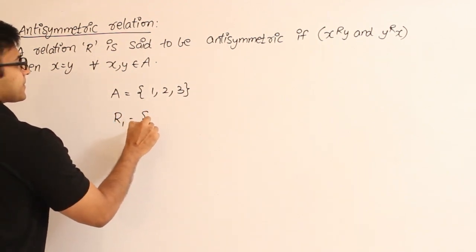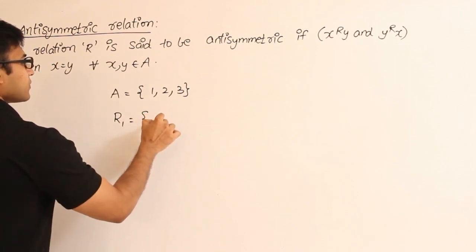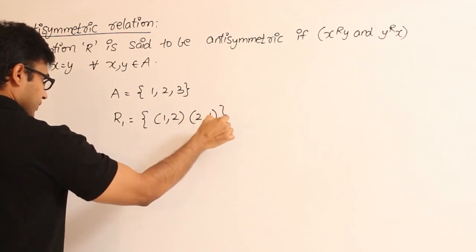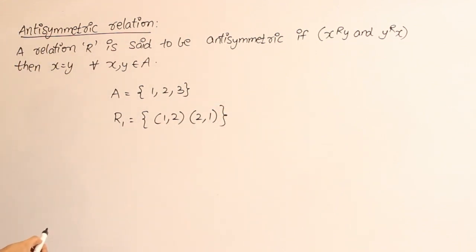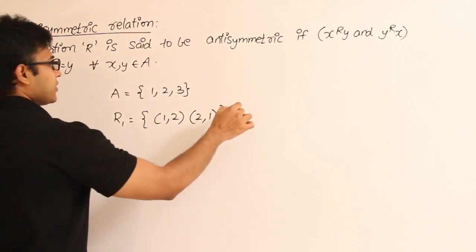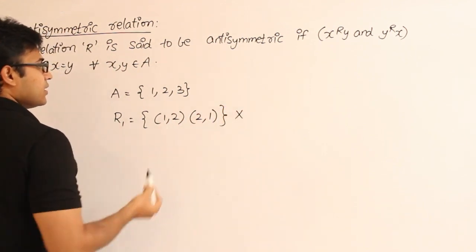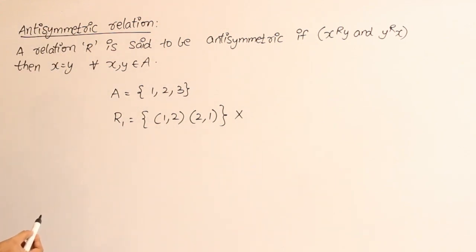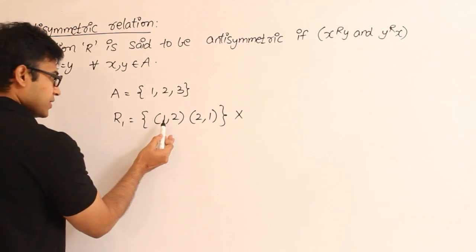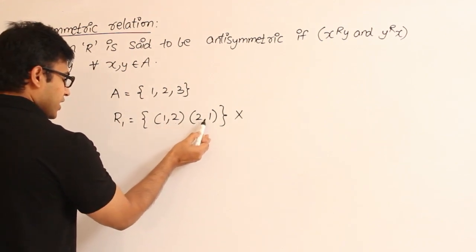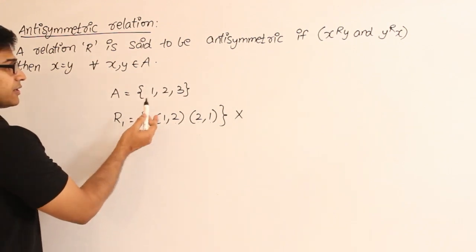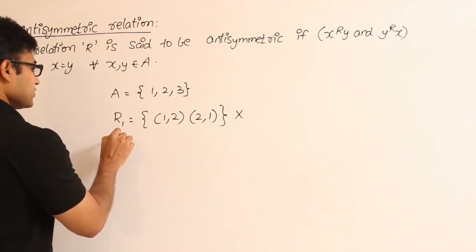R1 equals {(1, 2), (2, 1)}. This type of relation is not antisymmetric, but it is symmetric. Why is it not antisymmetric? Because we have elements of type x comma y and y comma x. That is why it is not antisymmetric. So you might feel that if a relation is symmetric, then it is not antisymmetric, but that is wrong. I'll give you one more example.